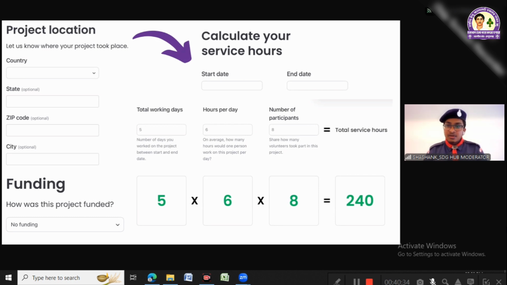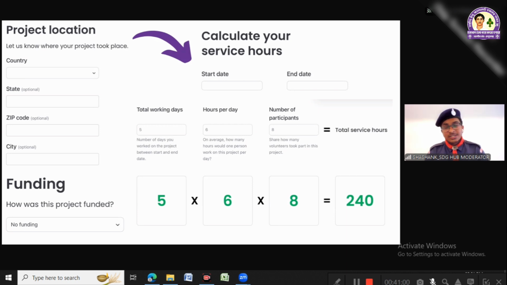It could be 10,000, 5,000. That is not our concern. Our concern is how many people in turn supported the project and were helped in the execution process. So, if we understand these three elements, we will have the formula that is 5 into 6 into 8, according to this example, calculating the service hours to be 240.